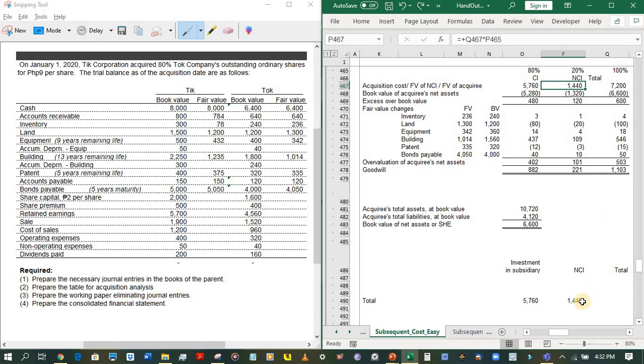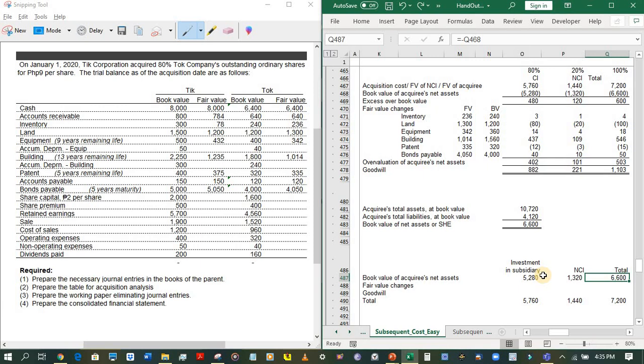1,440 pesos. Now, the total of 5,760 for the investment in subsidiary and the 1,440 for the NCI is divided into three items. As I have discussed earlier, these three items include the book value of the acquiree's net assets, the fair value changes, and the goodwill. Let's first supply the items for the book value of the acquiree's net assets. Out of 5,760, the share of the controlling interest is 5,280, and that is part of the acquisition analysis above. Next is the non-controlling interest. Out of 1,440 non-controlling interest, the book value of the acquiree's net assets is 1,320, and the total is 6,600.